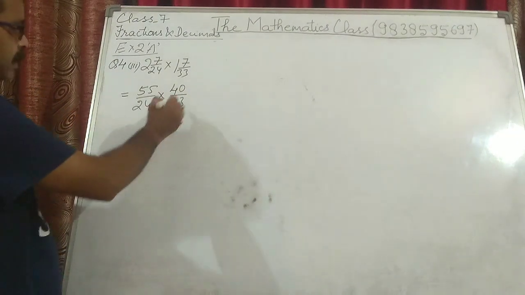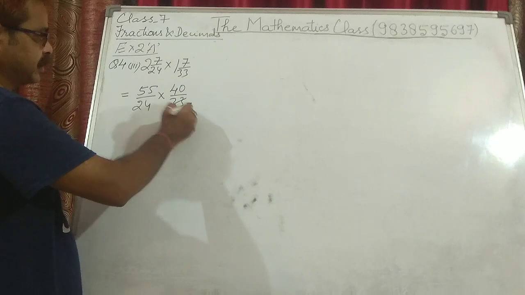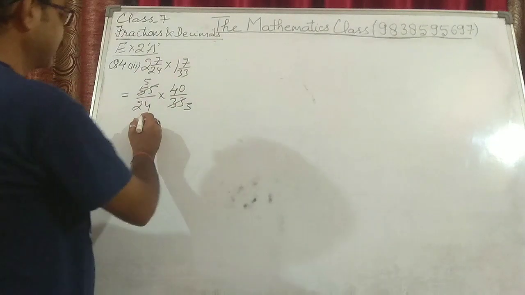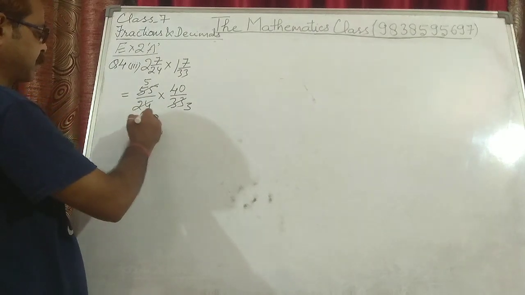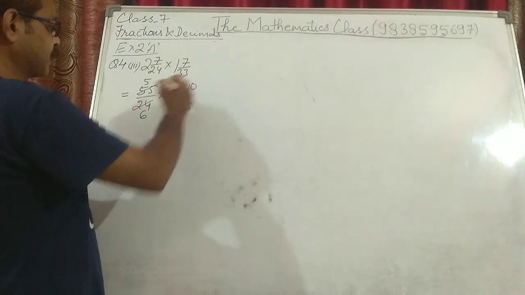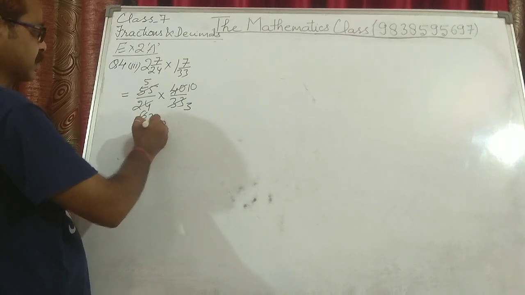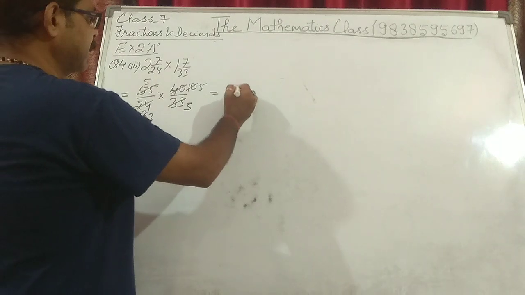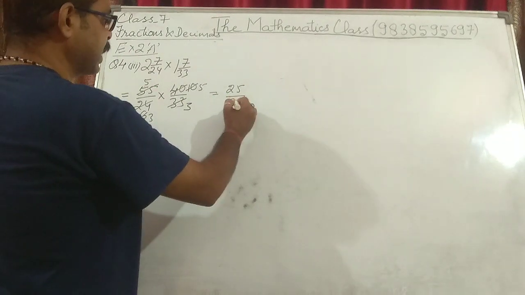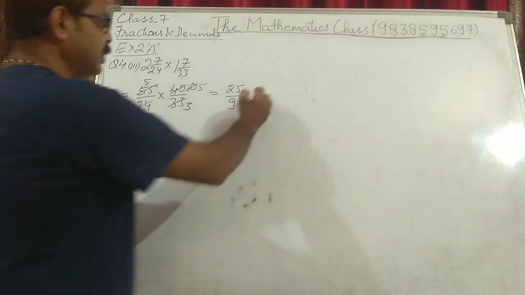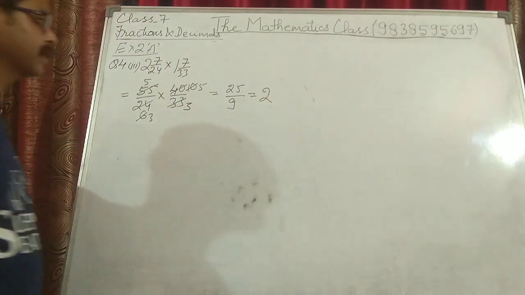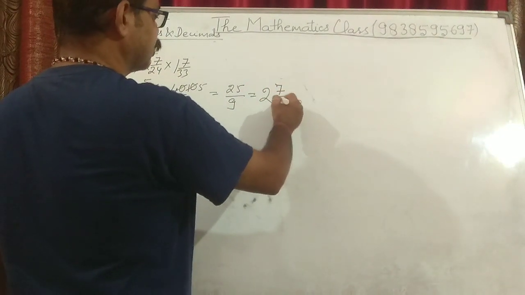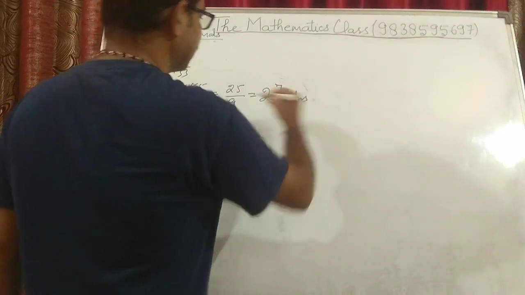Now these can be divided by 11: 11 3s are 33, 11 5s are 55. This can be divided by 4: 4 6s are 24, 4 10s are 40. Again 2 3s are 6, 2 5s are 10. So 5 into 5 is 25 and 3 into 3 is 9. When you solve it, 25 divided by 9 leaves 7. 7 upon 9, that is the answer.